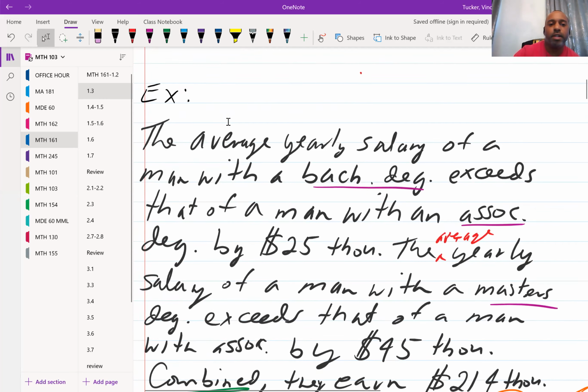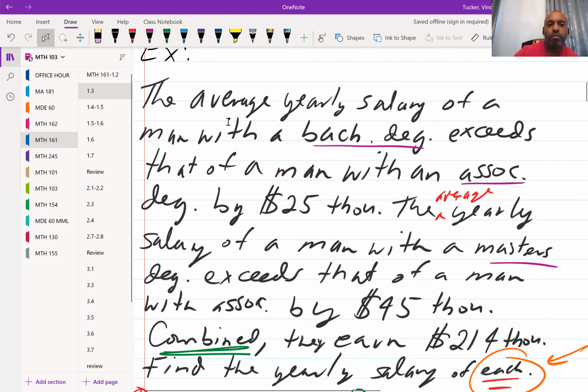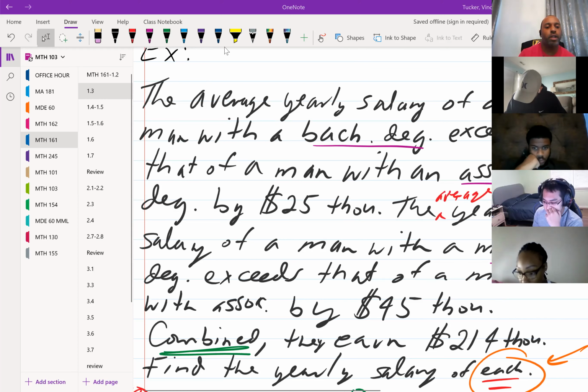So first problem: the average yearly salary of a man with a bachelor's degree, I tried to shorthand some of this, exceeds that of a man with an associate's degree by $25,000. The average yearly salary of a man with a master's degree exceeds that of a man with an associate's degree by $45,000. Combined, they earn $214,000. Find the yearly salary of each. Okay, so I'll give you guys a chance to write that down for those who are going to write it.